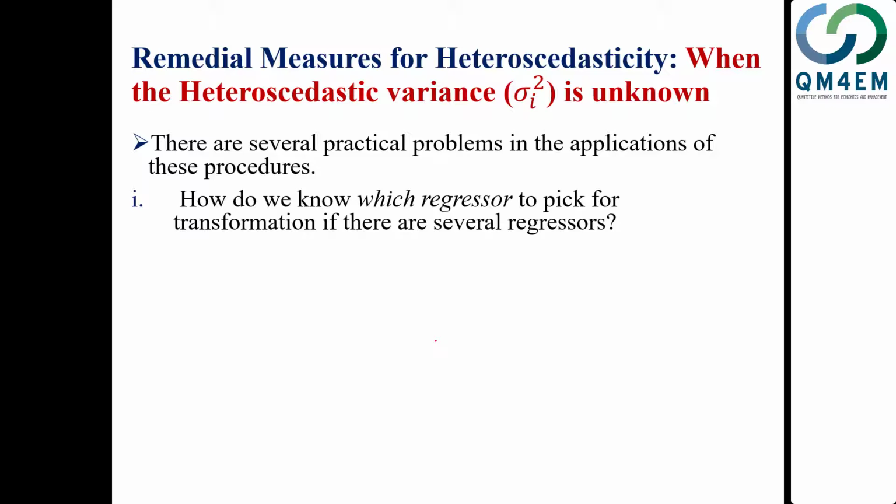So if I suspect that one of the explanatory variables is proportional to the heteroscedastic variance, how can I be sure which explanatory variable has a link with the variance term? Or in simple words, which variable should I use for transformation? Yes, I used x1, but we can also think of using x2 and x3 as well.